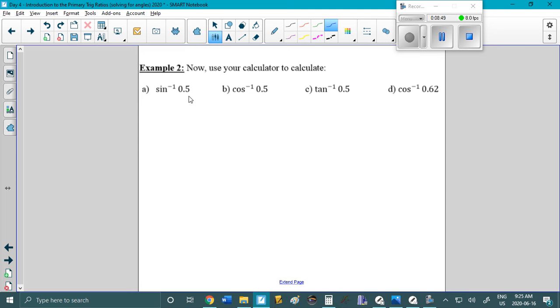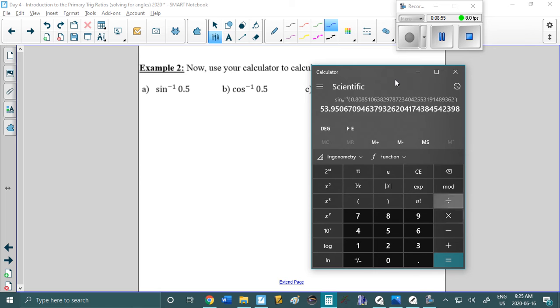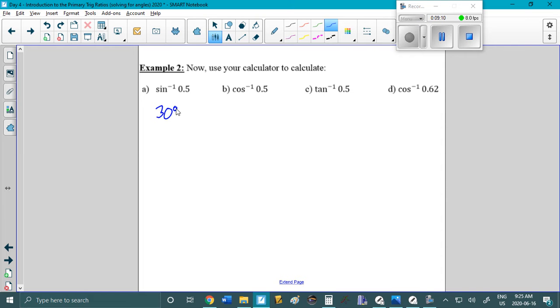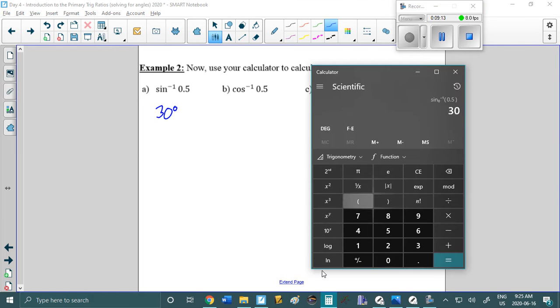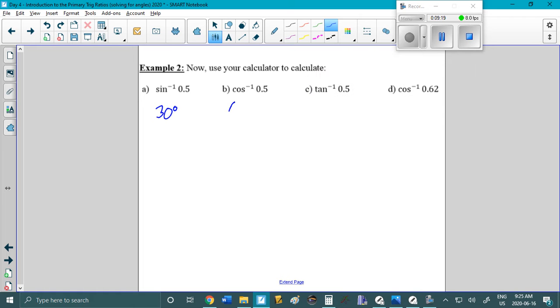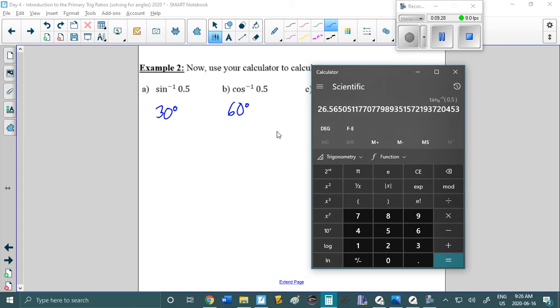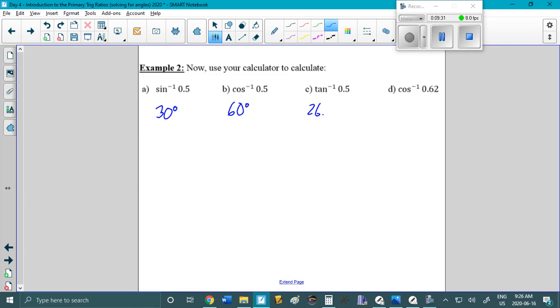Number 2, use your calculator to figure out each one of these. So this is simple enough. Inverse sine of 0.5. On a two-line calculator, you would hit shift sine or second sine of 0.5. But on a one-line, you hit 0.5 first and then second sine. And I get 30 degrees. Remember, when you're doing inverse sine, you're finding an angle. So let's do cos. So 0.5 shift cos is 60 degrees. Inverse tan of 0.5, so 0.5 shift tan is 26.6 degrees.